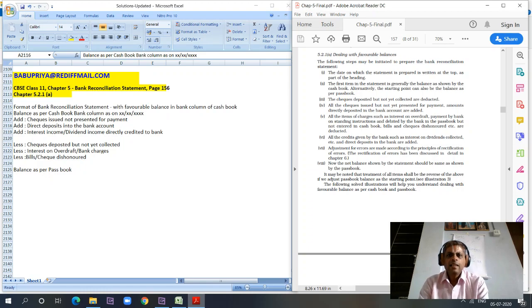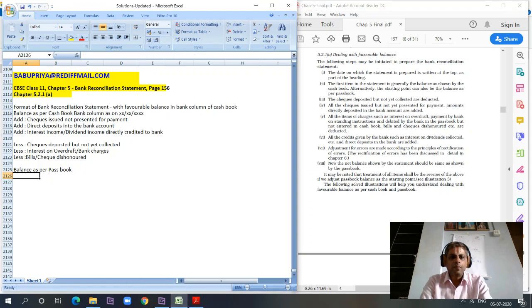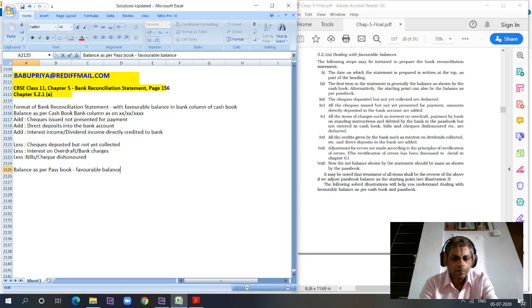Imagine the second scenario, when the balance is favorable as per passbook. Let's say balance as per passbook, favorable balance or credit balance in passbook. Here it all will get reversed. Add checks deposited but not yet credited in the company's books.